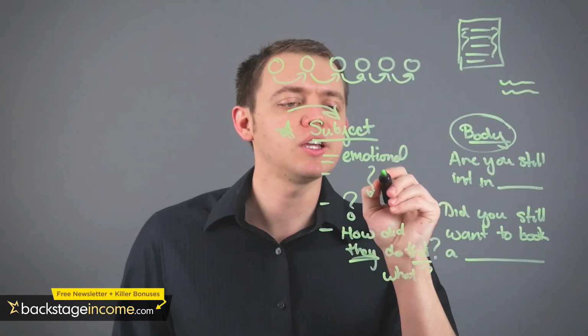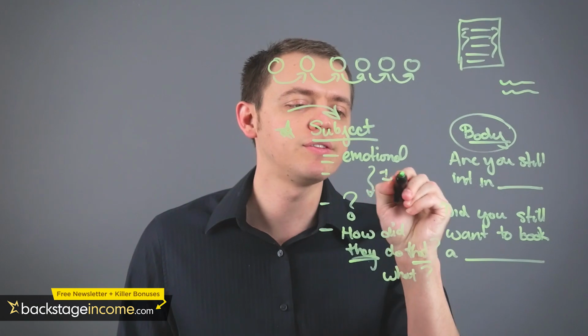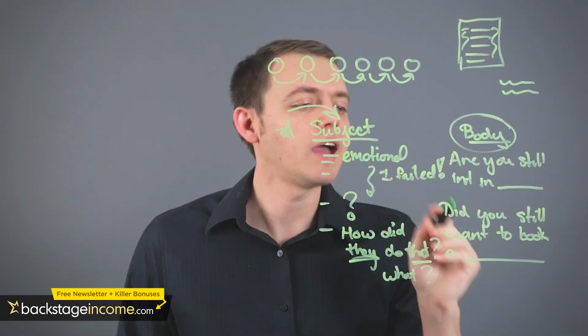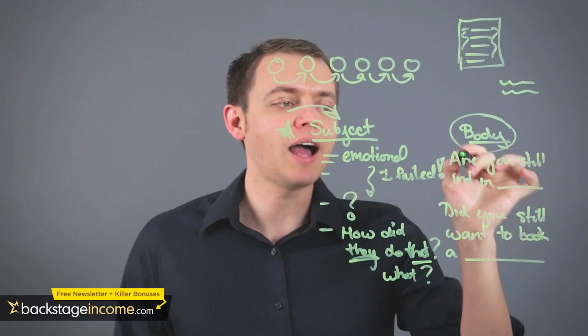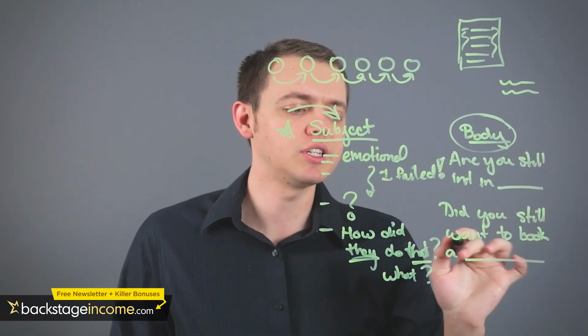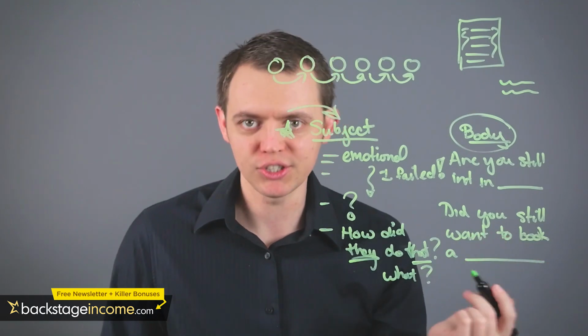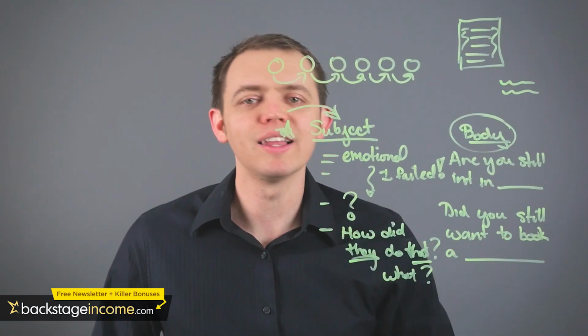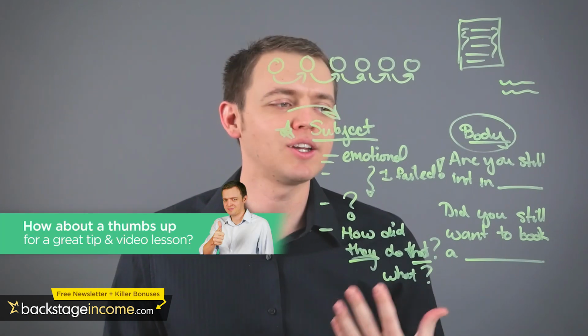Emotional trigger words may be something like, "I failed." Could be something very simple, "I failed," and then over here in the body text, "I failed you. I didn't reach out in time. Are you still interested in booking a coaching session?" So that's ultimately how you revive a dead list or a list that's been sitting around for a while.